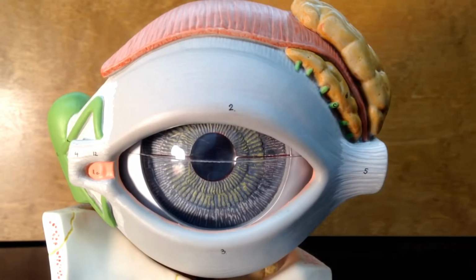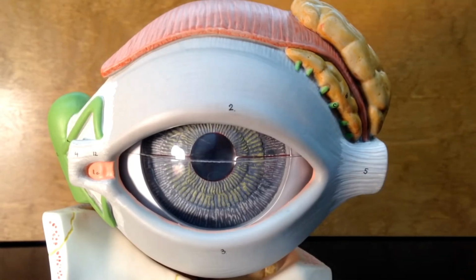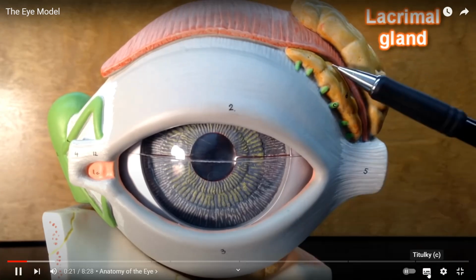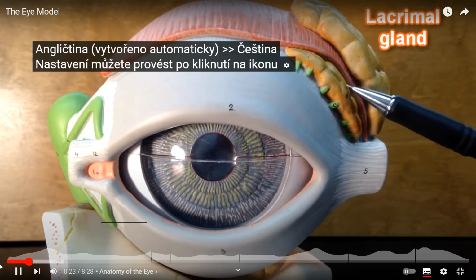This is the eye model right here, and some of the structures that we can see from this vantage point would be this structure right here. This is the lacrimal gland, and we can see lacrimal gland under here as well.